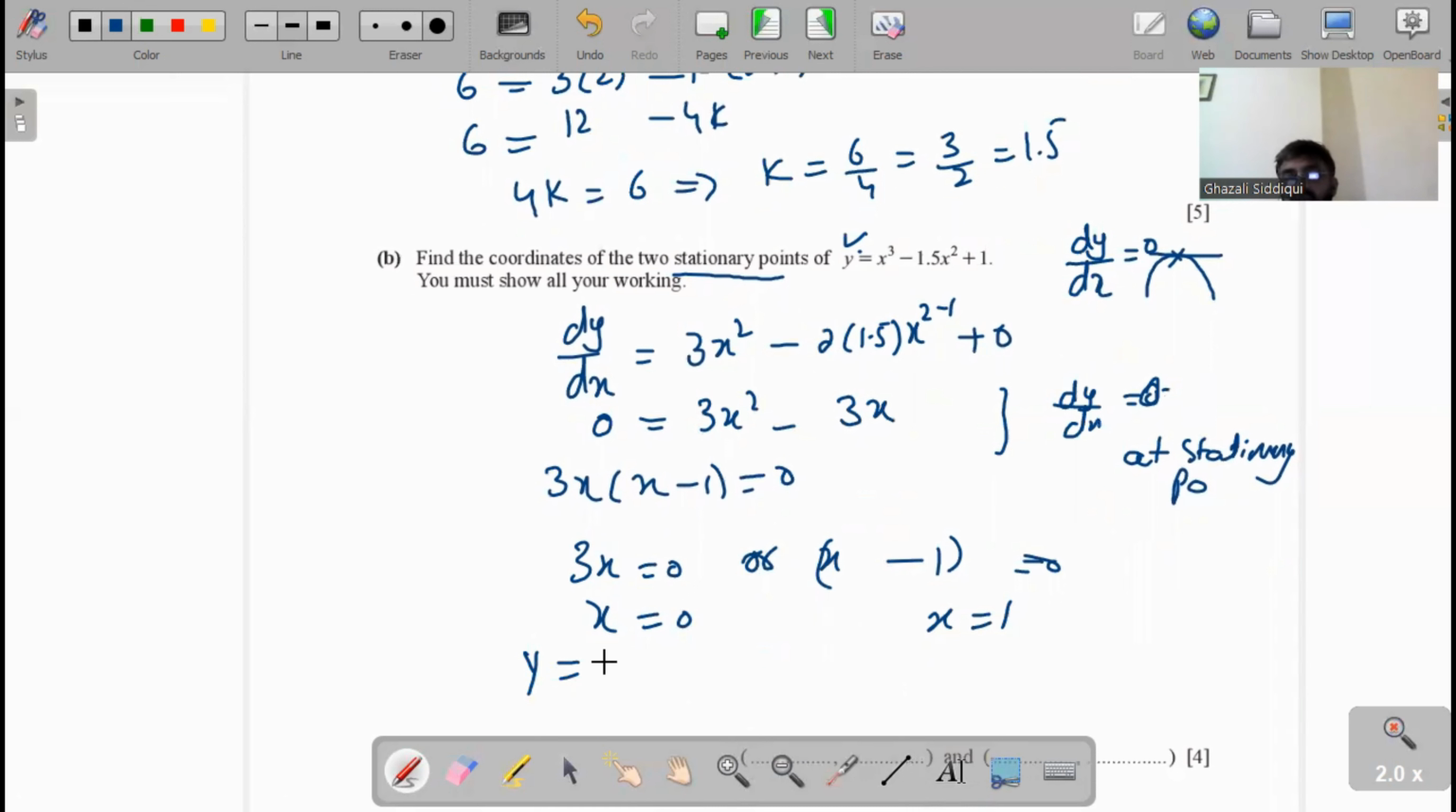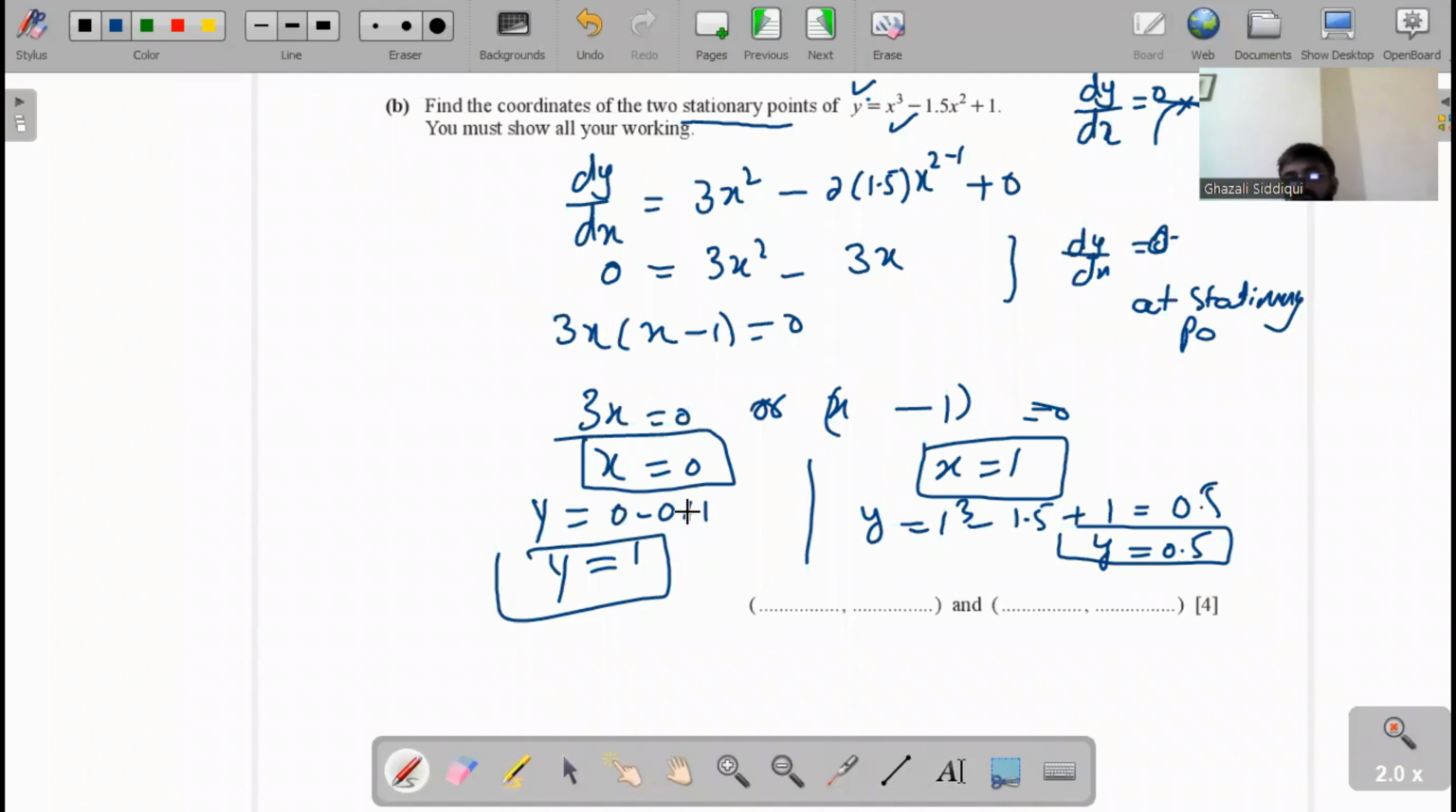We get y equal to 0 minus 0 plus 1, which is 1. And when we put 1 in this equation, we get y equal to 1 cubed minus 1.5 plus 1, and that's equal to 1 plus 1, 2, minus 1.5, which is 0.5. Now the coordinates of the stationary points will be (0, 1) and (1, 0.5).